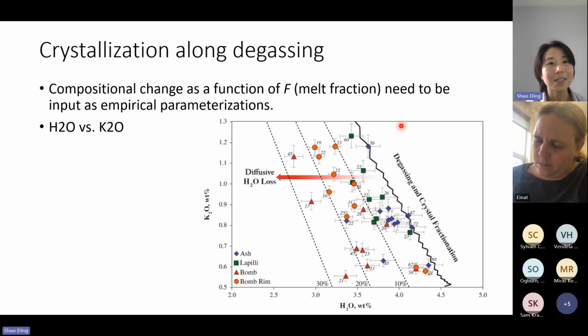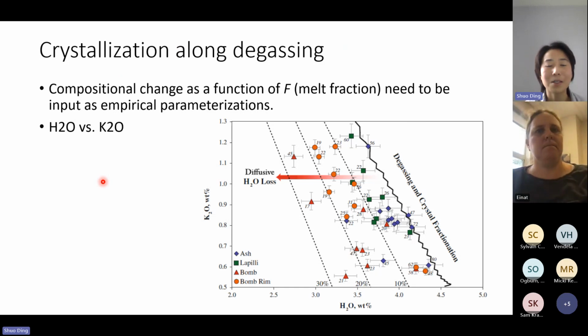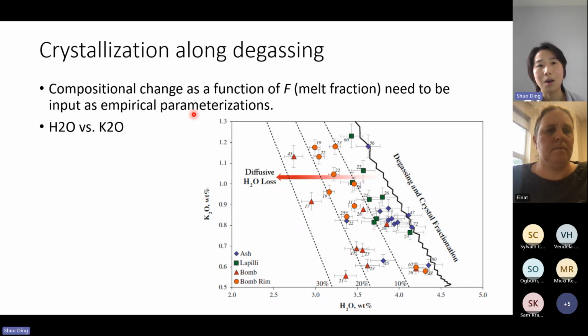Okay, and one last thing, before we go to the Victor, is about how SulfurX deals with crystallization. This is a little bit empirical, I would say, because SulfurX itself does not really calculate how magma crystallizes and how magma composition would change as crystallization goes. So this really needs you to input. There is a place you can input how different oxides change as a function of the melt fraction.